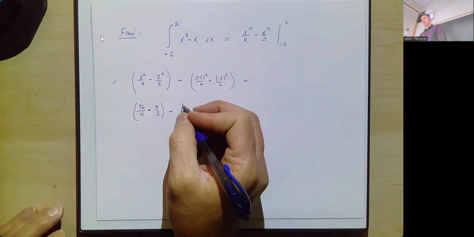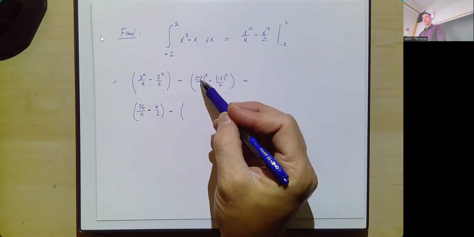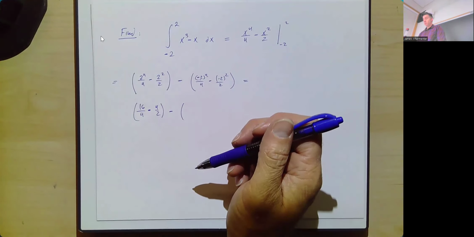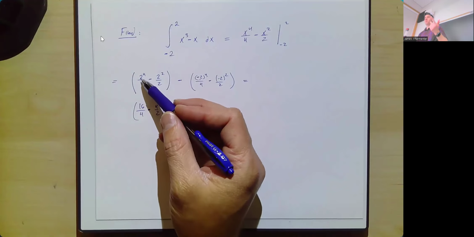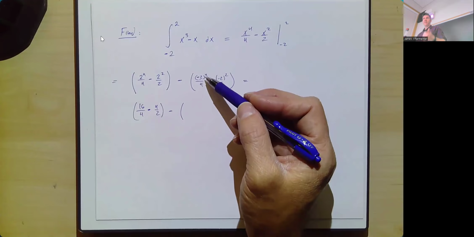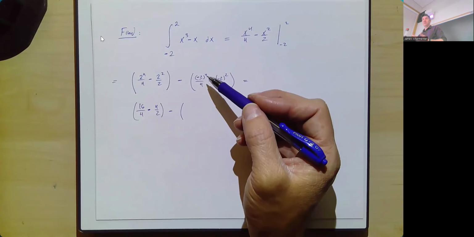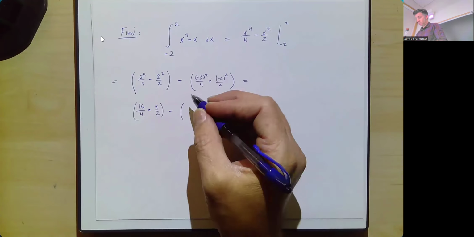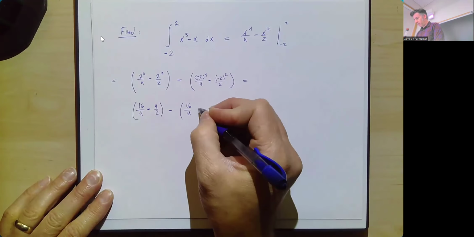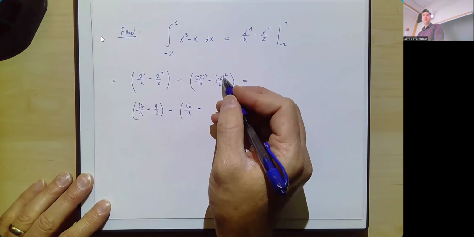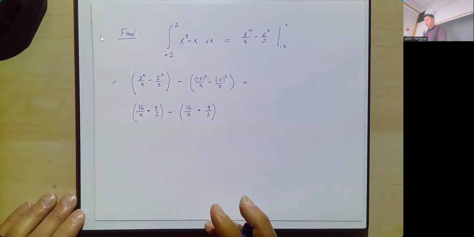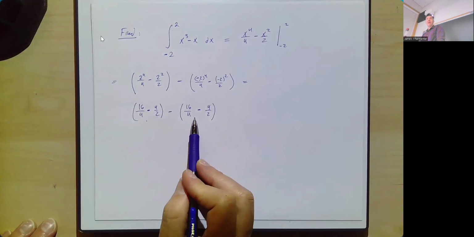Here's the part I really want you to see though. What's (-2) to the 4th power? Well, 2 to the 4th is 2 times 2 times 2 times 2, which is 16. (-2) to the 4th is -2 times -2 times -2 times -2, which is positive 16. What about over here? What's (-2) squared? Look, this and this are the same.